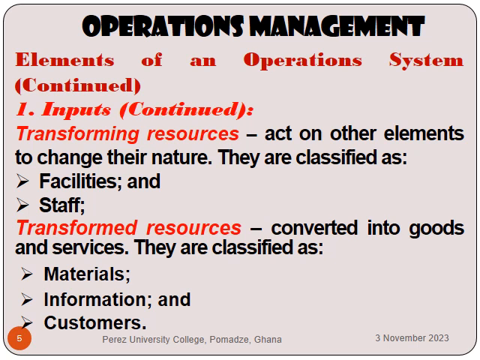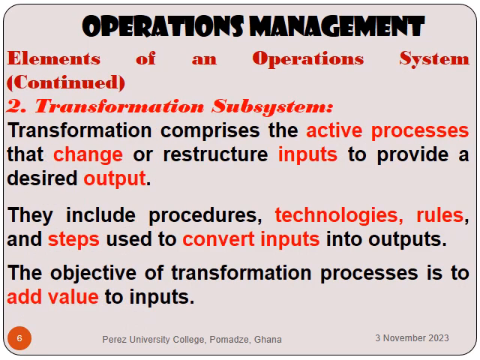Transforming inputs may be facilities, which would include land, building, equipment, among others, or staff. These are human beings used in processing of inputs. For transformed, they may be materials, that is raw materials, information, and customers. Customers are human beings to be treated in the system. Inputs then move to the transformation unit.